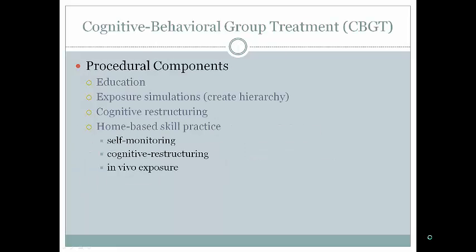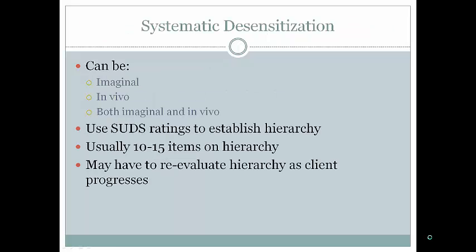So you'll work on cognitive restructuring around those things. And then there'll be a lot of home-based practice skills, because social phobia is often construed as a skills deficit, but you're going to be doing self-monitoring of your anxiety as well as your thought processes, cognitive restructuring, as well as in vivo exposure. So here you're really combining the cognitive and behavioral aspects in the treatment. The systematic desensitization can be imaginal, whereby you're only imagining these situations. For people who have tremendous fear, if it's very difficult for you, you might start by doing it through imagery. However, in order for it to be effective, especially with social phobia, you have to have a real situation.